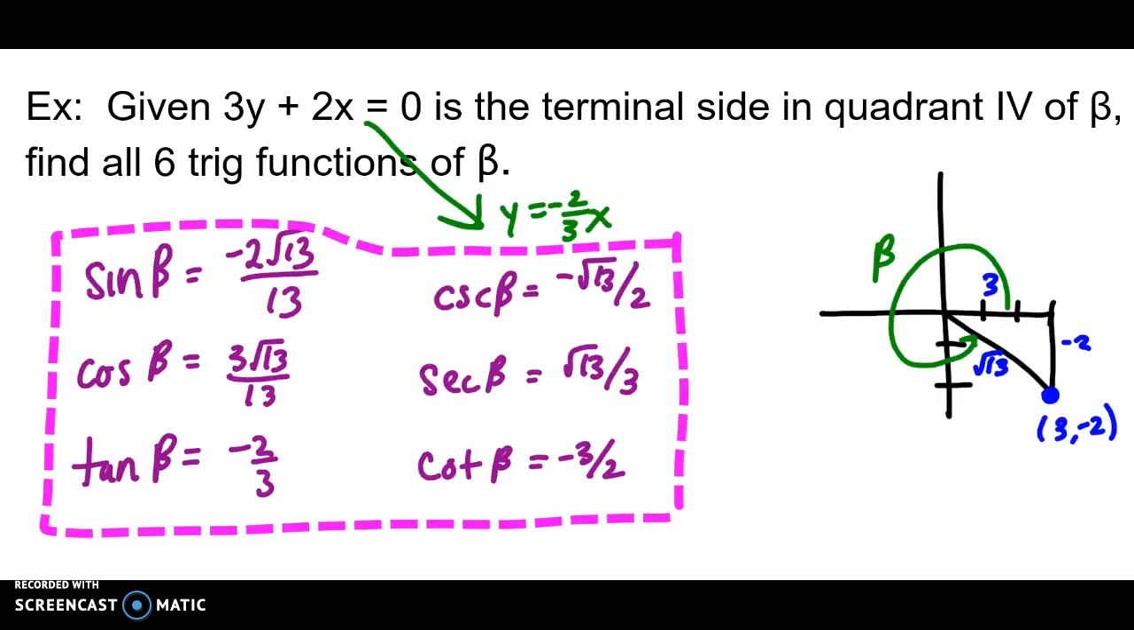All right, so a quick check here. I gave you a hint that this is an equation of a line, which if I solve for slope-intercept form, I get y equals -2/3 x. So using that line, I can figure out that 3 and -2 is a point on that line. We want it to be in quadrant 4, so I can find that the hypotenuse here is the square root of 13, which allows me to find the remainder of my 6 trig functions of beta. Also, just reminding you that you did not have to rationalize the denominator.